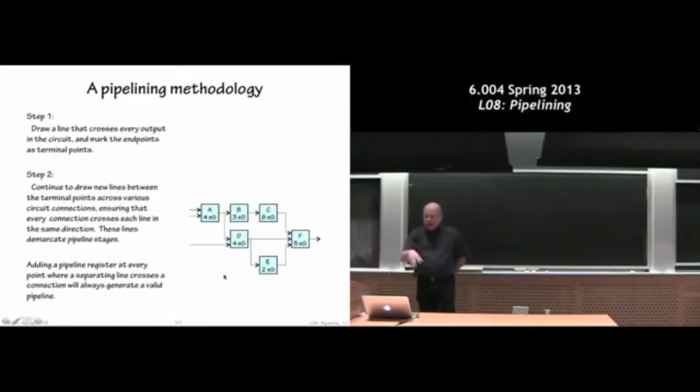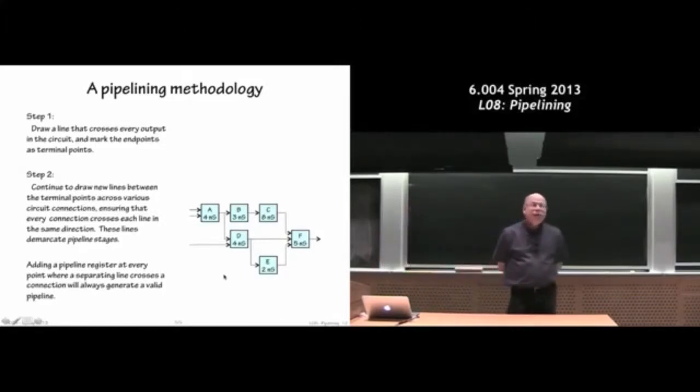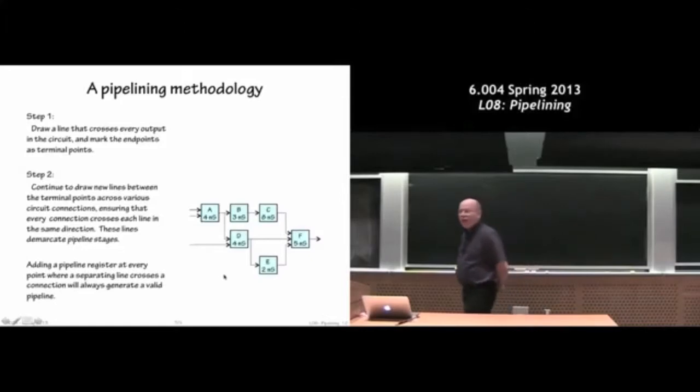Okay, so here's a circuit. I want to pipeline it. And typically we want to ask you to pipeline it for maximum throughput. In other words, we want to get the most throughput we can. Okay, and given the maximum throughput, we don't want any extra latency beyond what we need to get the maximum throughput.